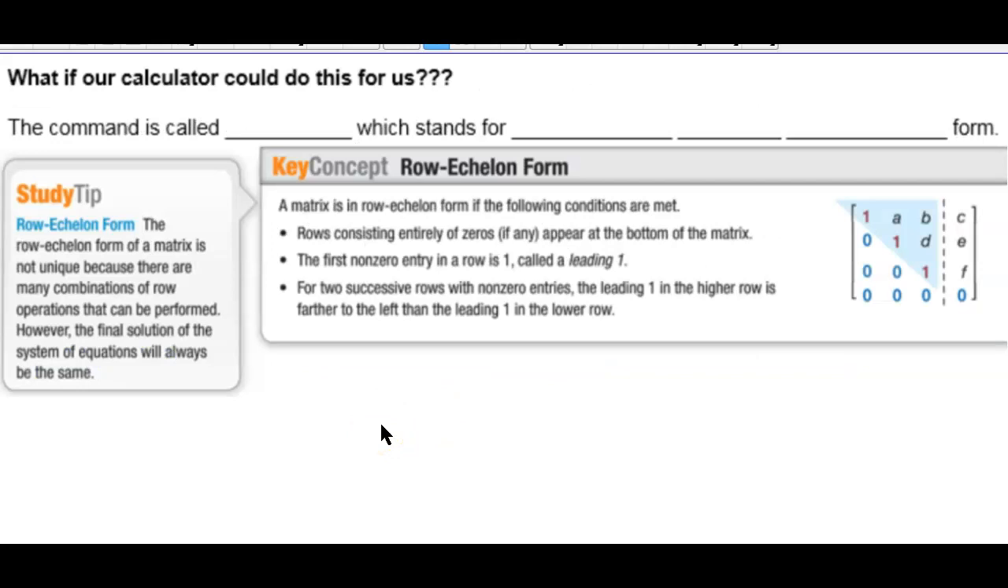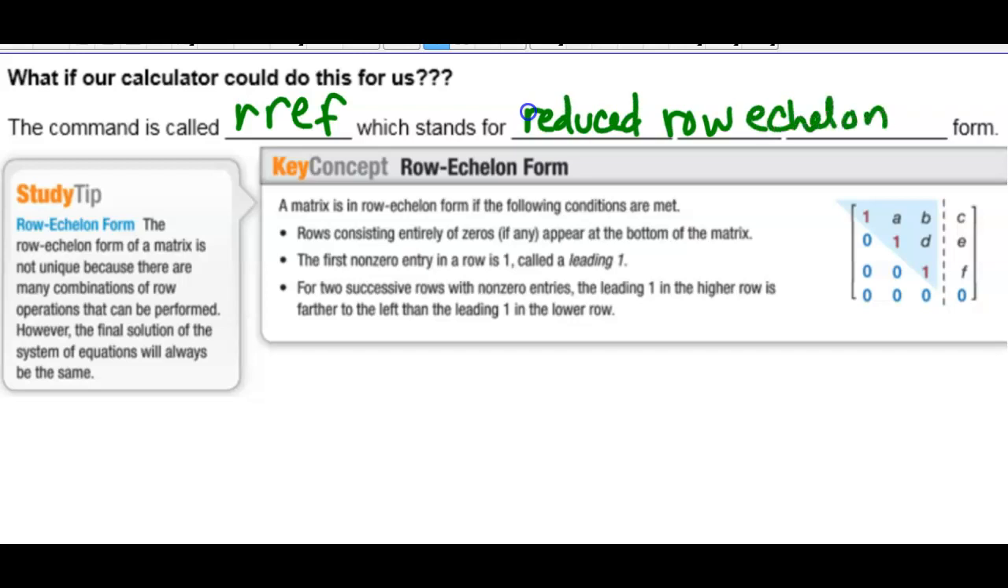So the command on the calculator we're going to look for is RREF, and it stands for reduced row echelon form. So when we have reduced row echelon form, this part of the matrix is going to just be zeros and ones, and then you're going to have answers over here. So this is going to say A equals 1, B equals 1, C equals 1, if you had something like this.